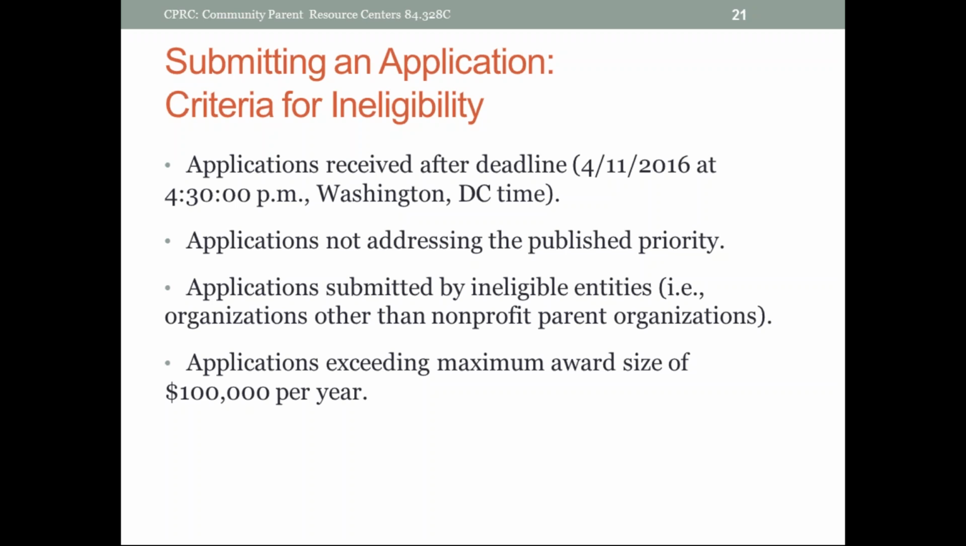Applications, again, I'm going to stress this, 1 second after the deadline of 4/11/2016 at 4:30 p.m. Washington, D.C. time, it's late. If the application does not address the published priority, it will not be read. That would also be ineligible.